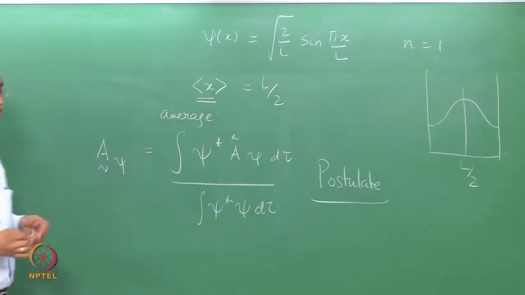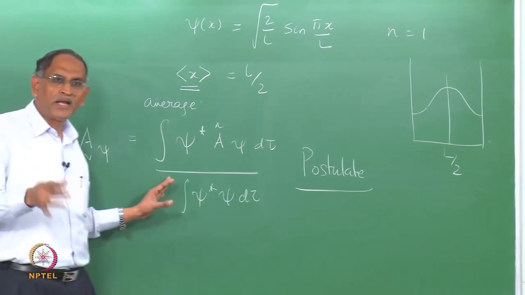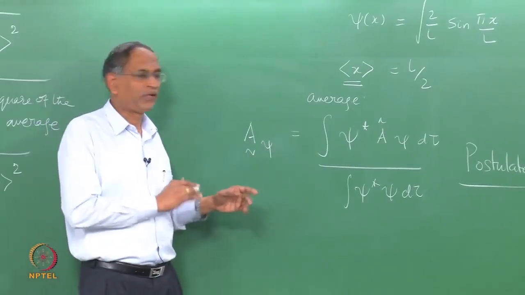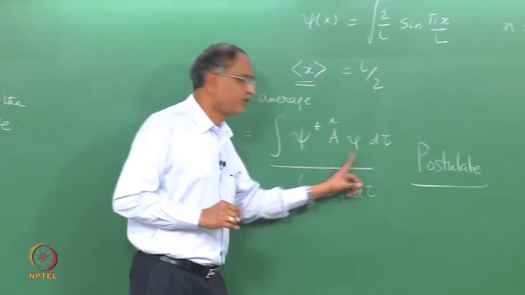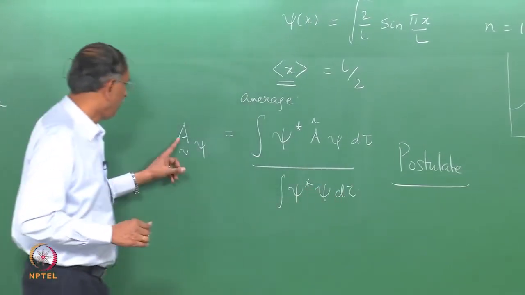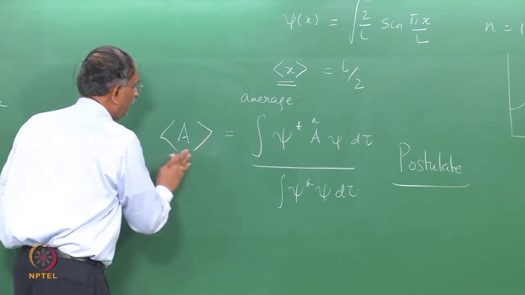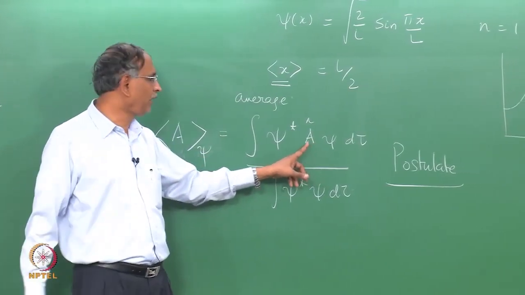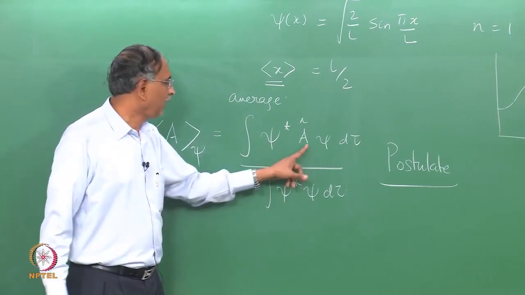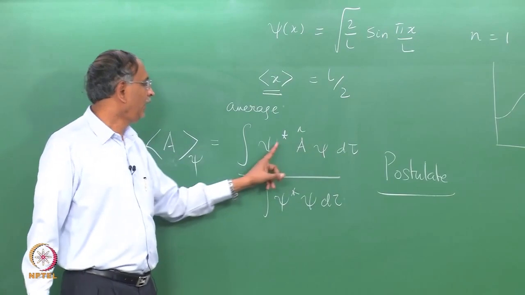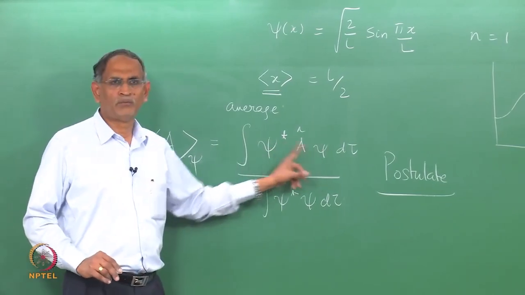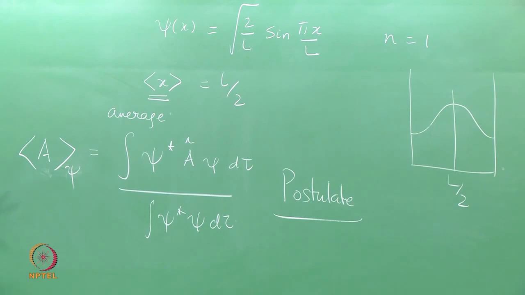I don't want to tell you how this can be arrived at using arguments. You will find such things in physics books, but for the particular course that you have started taking, this is the postulatory introduction for the expectation value of any variable A, whose corresponding representation as an operator is given by this A hat. And the A hat is between the wave function psi and the complex conjugate psi star, if psi is a complex function. Otherwise, both of them are psi. This prescription must be kept in mind. This is introduced as a postulatory form.